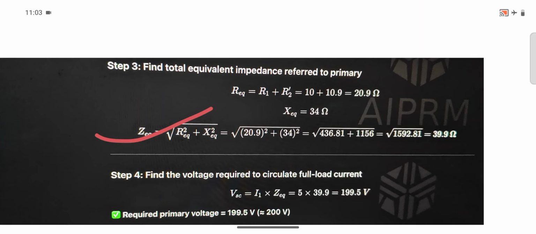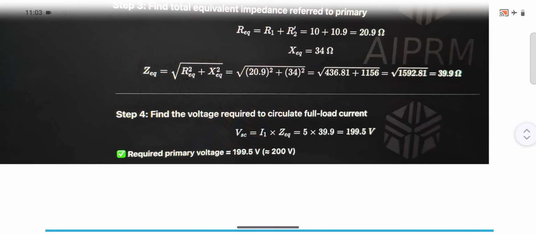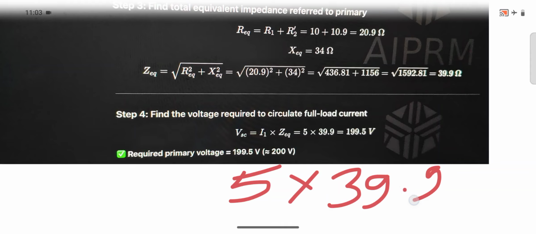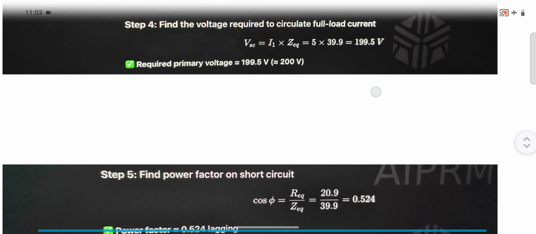Next, voltage required to circulate full load current. Simple formula IR. So I1 we have already calculated, and Z equivalent we already calculated above. Then voltage required to circulate full load current is 199.5 volt. This is the primary voltage.